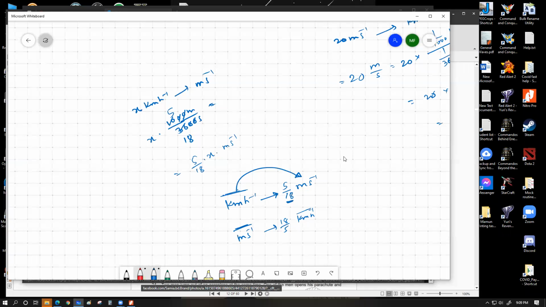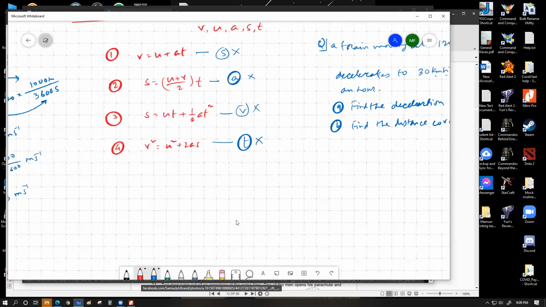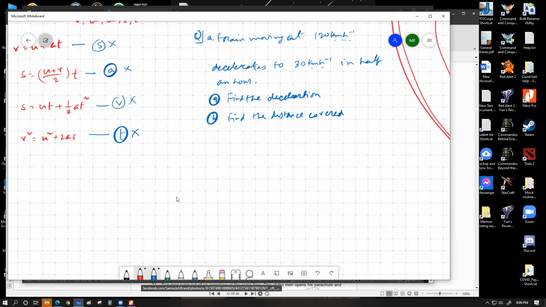That's really important. Anyway, so let's go back to the question that I just wrote over here. Let me just write the values. In this case, the initial velocity is 120 kilometers per hour, which was 33.33 meter per second.